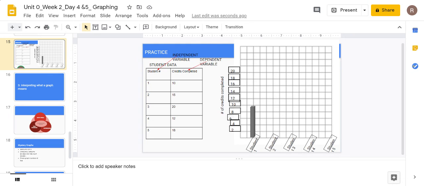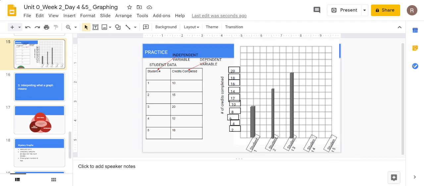Notice how 15 is not on my scale. But that's okay because I can go 2, 4, 6, 8, 10, 12, 14. The next one's 16, but if I go halfway between 14 and 16, that's 15. Okay? And then student number 3 has 20 credits. So I'm going to go ahead and do that again. 2, 4, 6, 8, 10, 12, 14, 16, 18, 20. Make it a little wide. There we go.